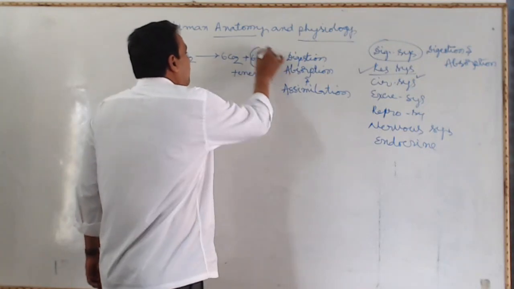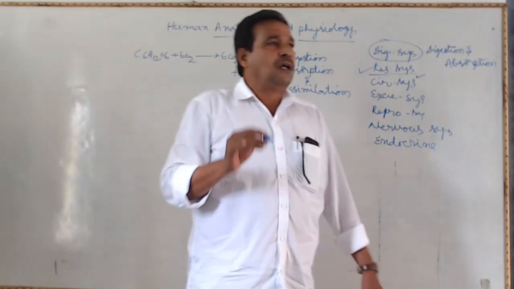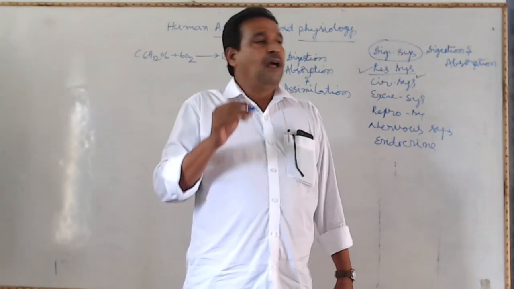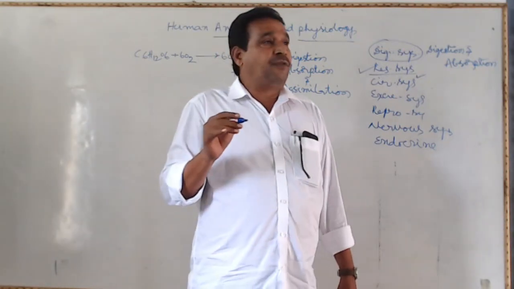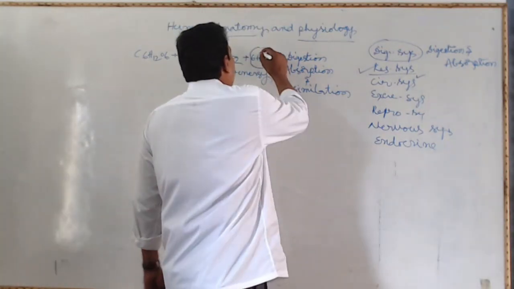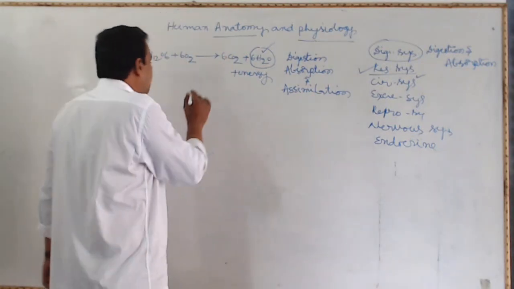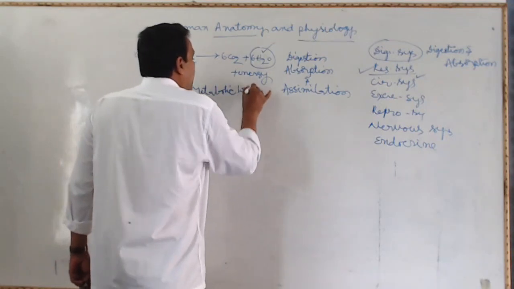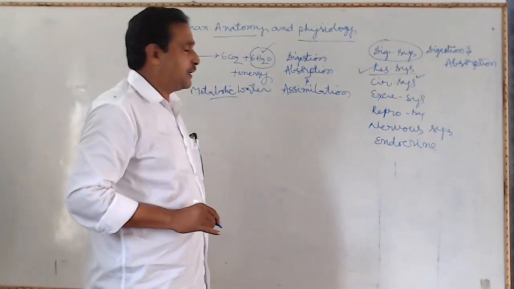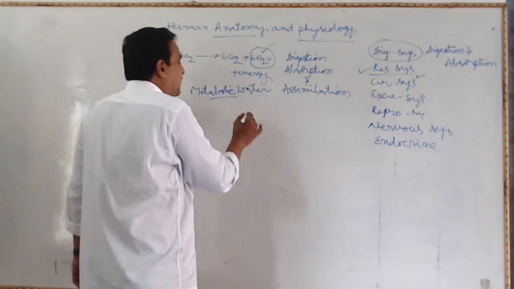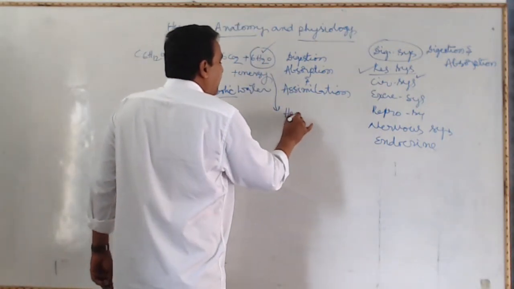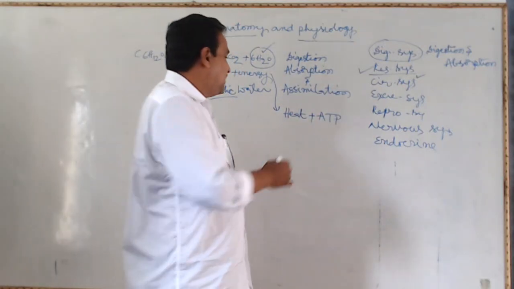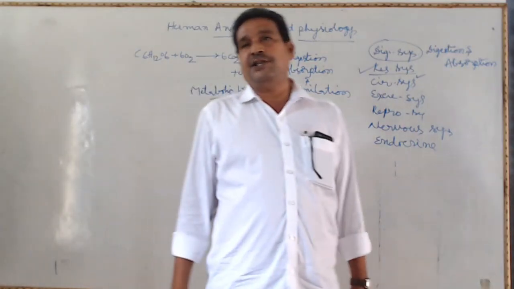The end product of this catabolic process, respiration is a catabolic process, is H2O, water. This water is called metabolic water. Energy is in the form of heat and ATP. Heat and ATP. This is potential energy and this is usable energy.